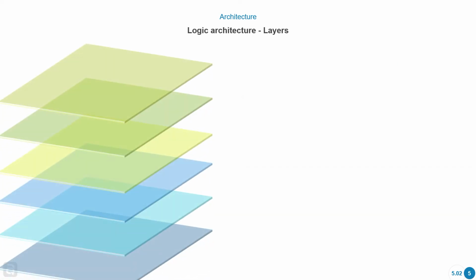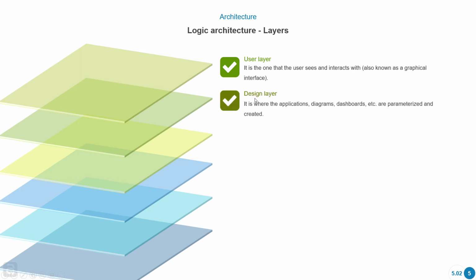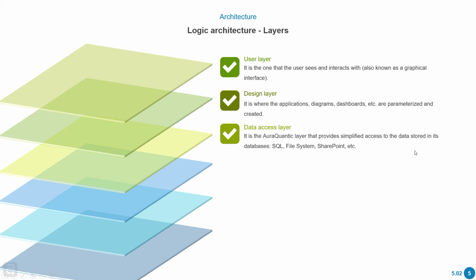We can see here, with more detail, the different layers. The user layer is the one that the user sees and interacts with, also known as the interface. The design layer is where the applications, diagrams, and dashboards are parameterized and created. The data access layer is the Aura Quantic layer that provides simplified access to the data stored in its databases: SQL, file system, SharePoint.